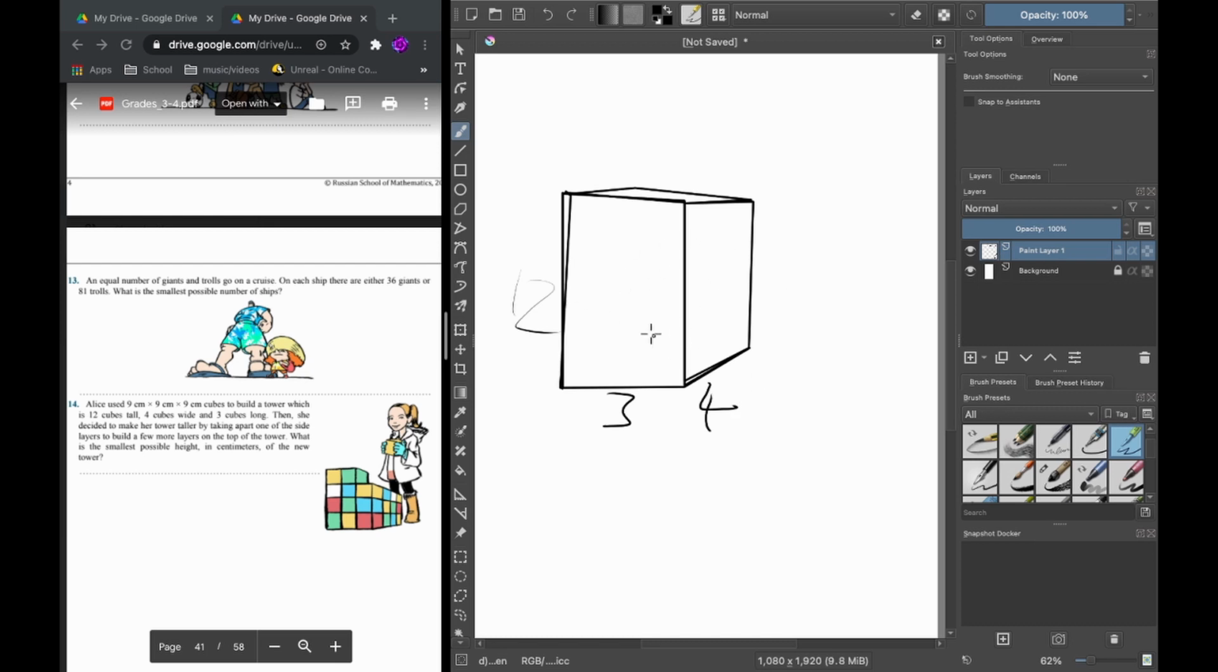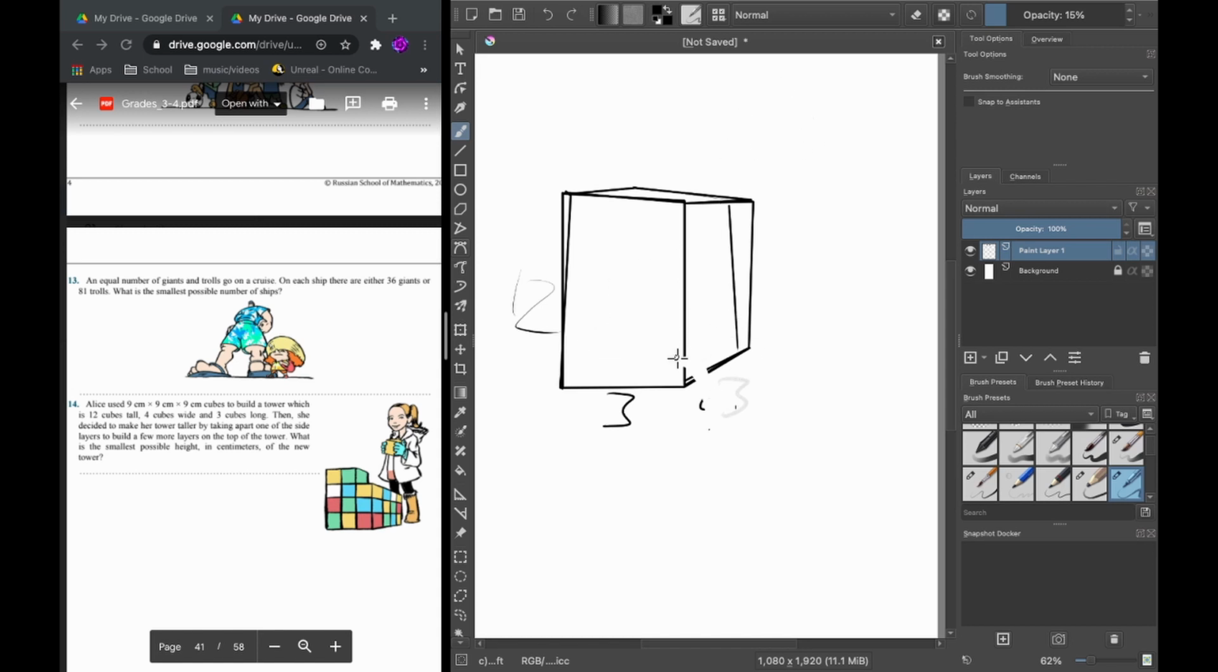Now that we have it like this, what she's doing is she's splitting a layer out and then putting it on top. So we're going to split a layer. She's not going to take it out. What we're going to do now is use an eraser tool. Now that we got out a layer, this would become 3. And now we would figure out the area of that layer. So that's 12 times 3. So there's 36 blocks in this layer.